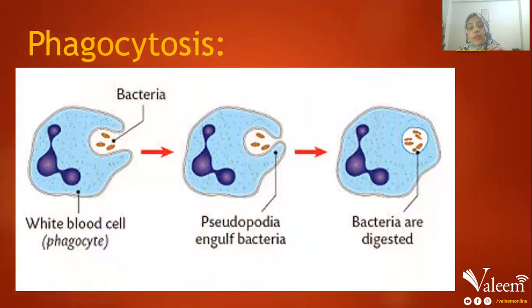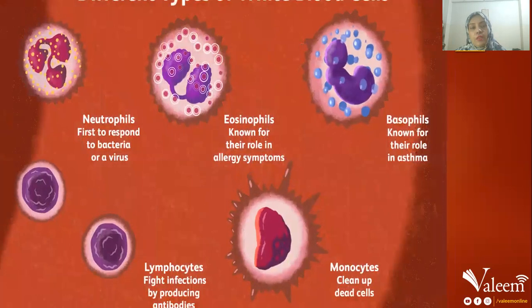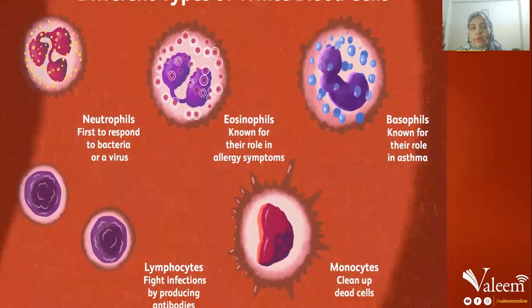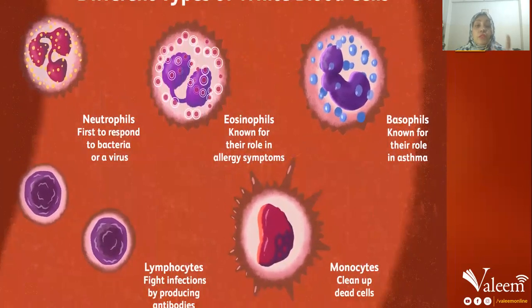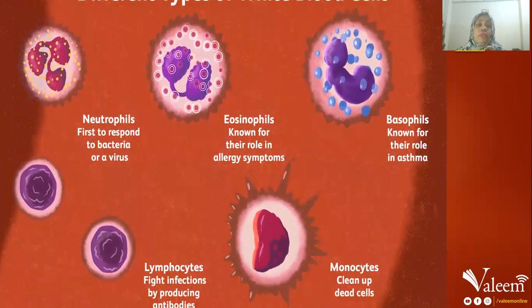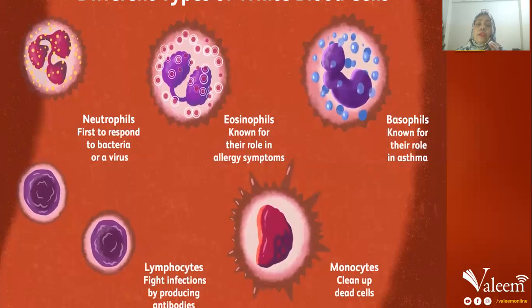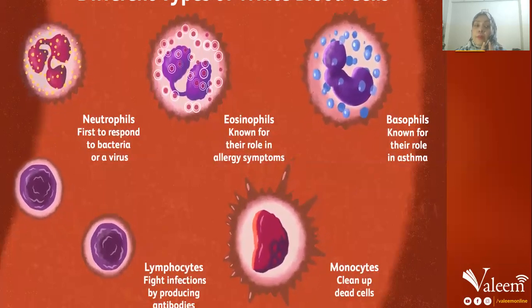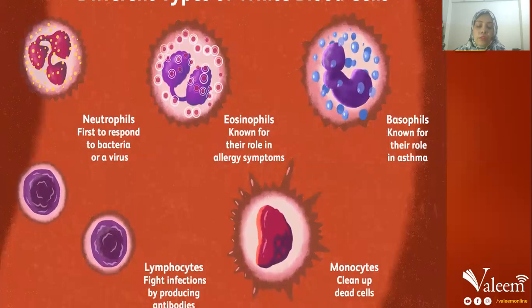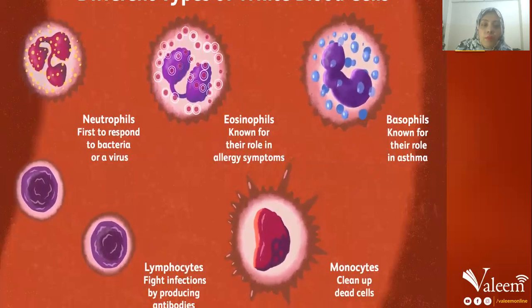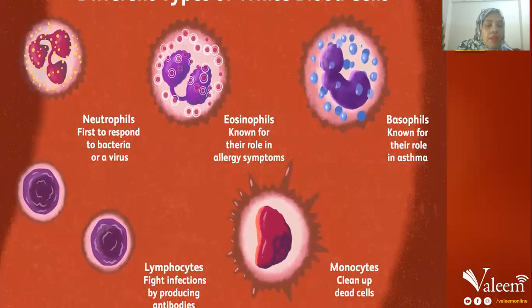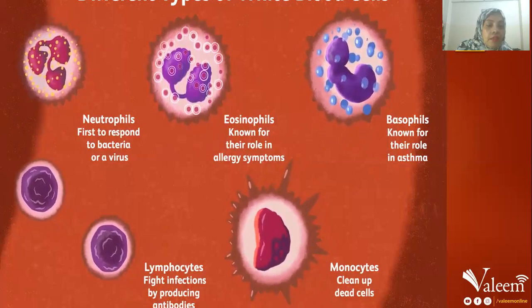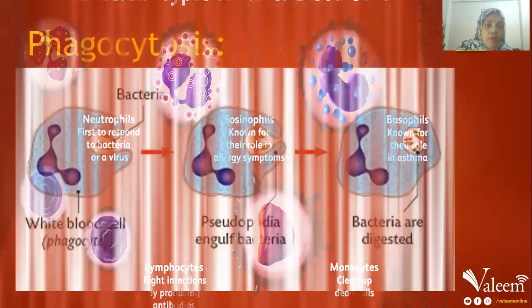Now, before that, I will explain again, come back to the neutrophil, please. Neutrophil is a granulocyte, and it first responds to bacteria and viruses, and kills them in a process called phagocytosis. Okay, this is the first type. You can see the neutrophil fights against bacteria and viruses. They kill it and they digest it. How? By the process of phagocytosis.